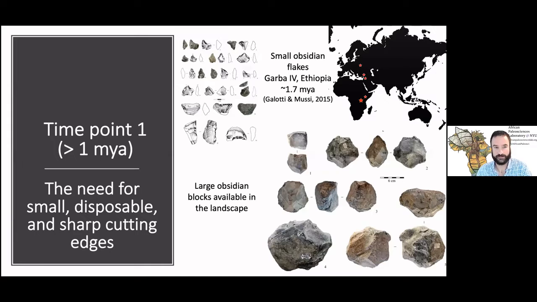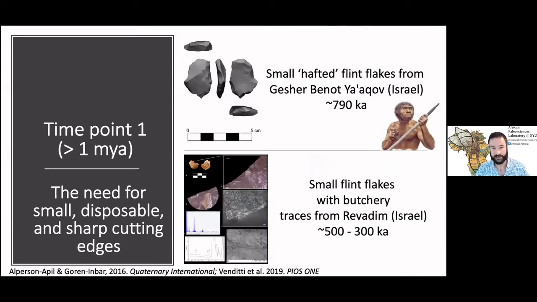In terms of tie point one, the need for small, disposable and sharp cutting edges amongst our earliest ancestors, there's pretty good evidence that small flakes made of things like obsidian in Ethiopia start to increase in frequency at around 1.7 million years ago. Interestingly, they're made in landscapes where big blocks of obsidian are available. So people were choosing to make tiny tools, probably because they function very well for butchery. They have a lot of sharp edges on them. So prediction met.